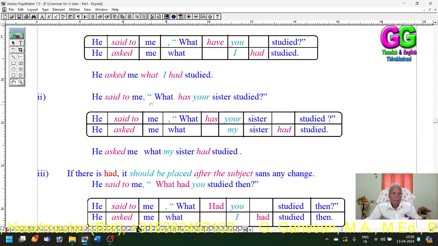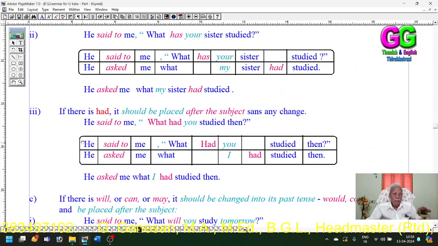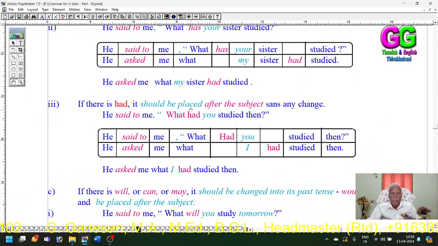And has. He said to me, "What has your sister studied?" Said to asked, what. Has is changed into had and placed after the subject. He asked me what my sister had studied. You refers to me, first person, so the first person singular possessive is my.